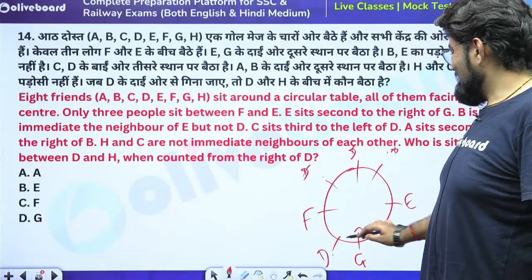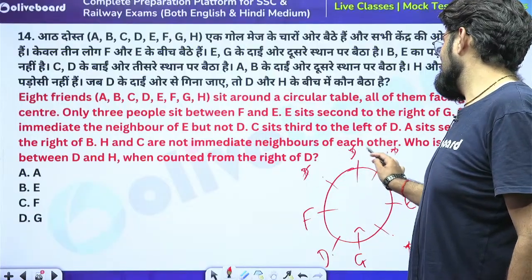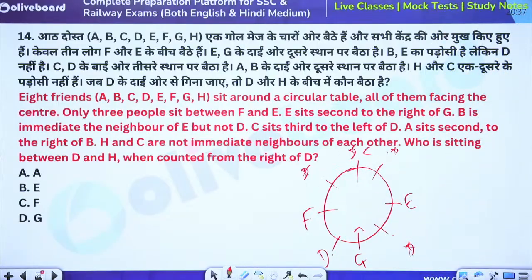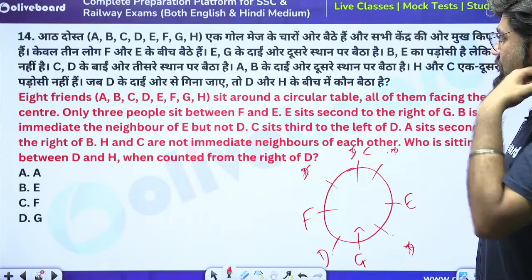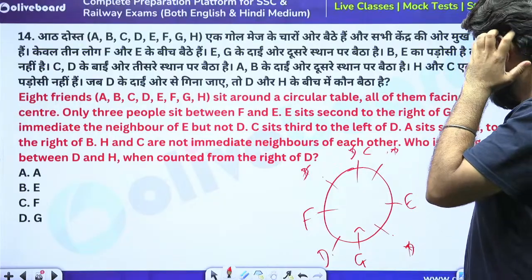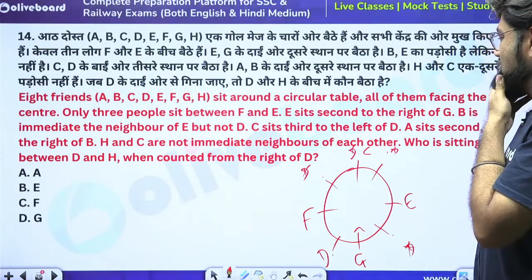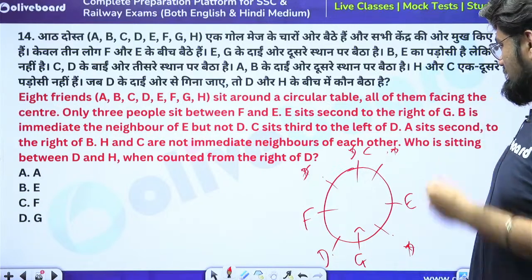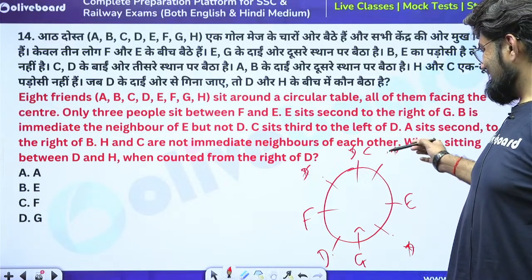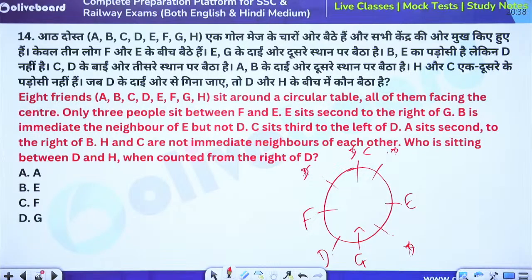Can D sit here? 1, 2, 3? No, D cannot be here also. So if D sits here, 1, 2, 3, C will be here. C is third to the left of D. Now A can sit either here or here, not a problem. So we'll read that B is the immediate neighbor of E but not D. And A is second to the right of B. So if B sits here, A can sit here. If B sits here, A can sit here. So we still have two options for A and B.